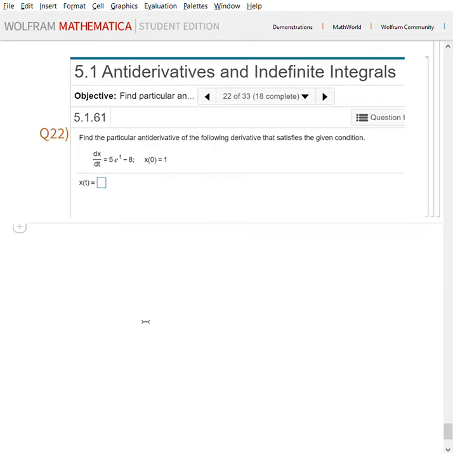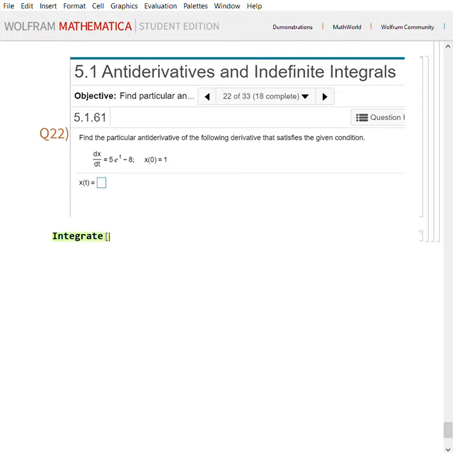It says, find the particular antiderivative of the following derivative that satisfies the given condition. Finding the antiderivative is almost the same thing as finding the indefinite integral, and for both you're going to use one nifty command called Integrate, which is pretty logical. Integrate starts with a capital I, like every other command in Mathematica. Then you open a bracket.